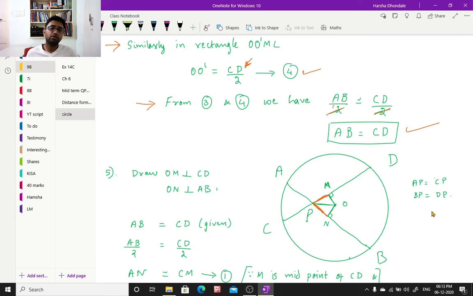That's it. Now let us move to problem 5. Problem 5, the diagram is not like this. I'll change the diagram.